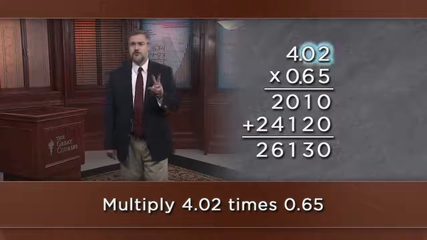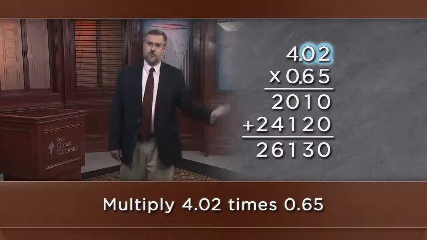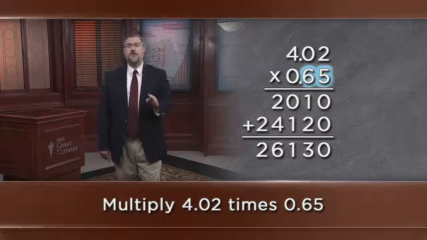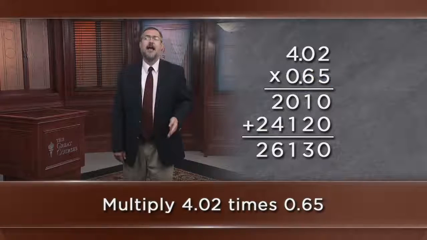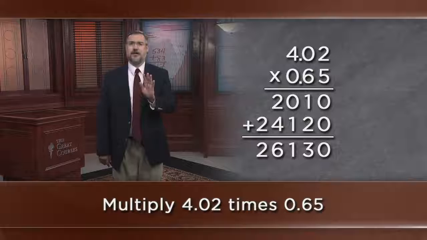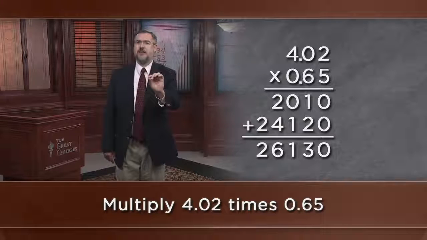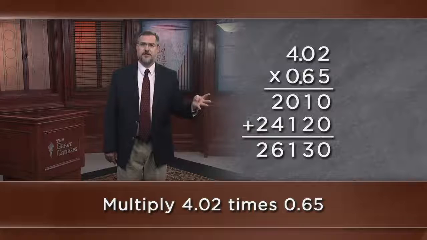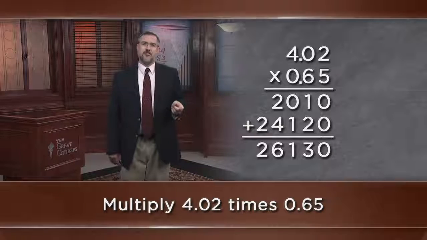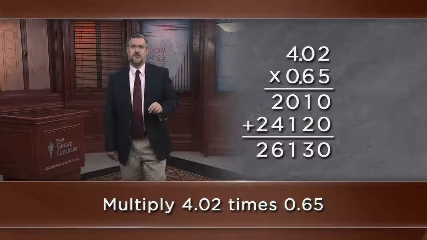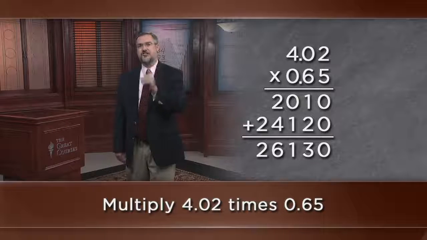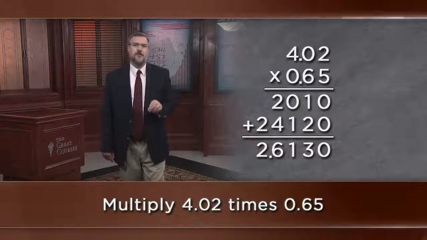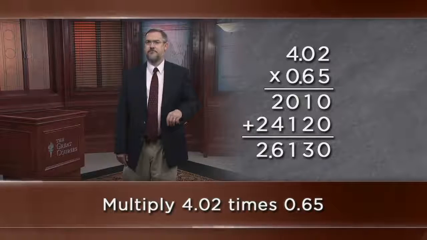There were 2 digits in the first number that were to the right of the decimal point, and there were 2 digits in the second number that were to the right of the decimal point. And that means I need to place my decimal point in the final answer in such a way that 4 of the digits are to the right of the decimal point. In this case, that means the decimal point needs to go between the 2 and the 6. And that means my final answer is going to be 2.6130.